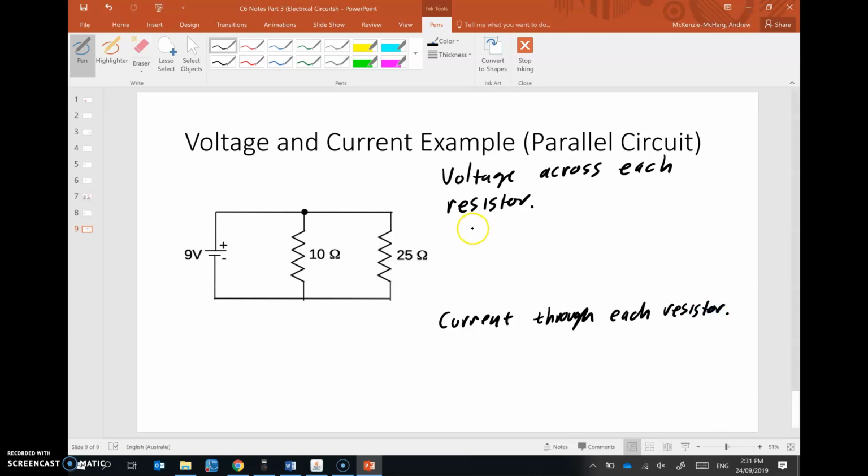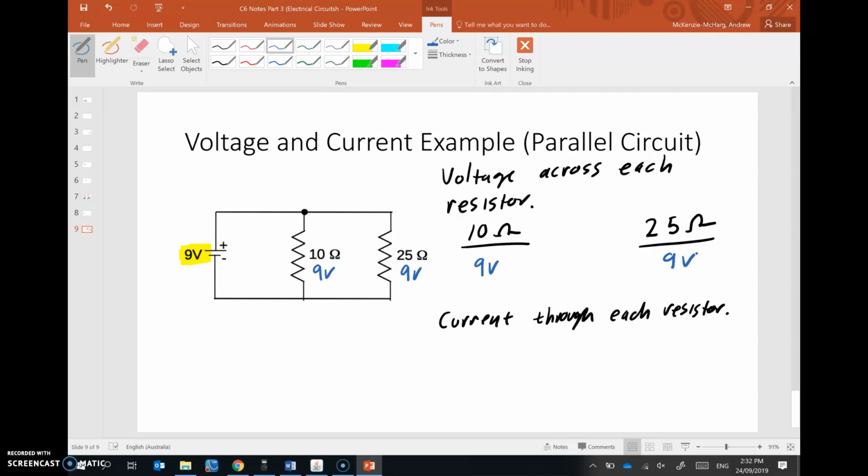Right, so the 10 ohm resistor and the 25 ohm resistor. Well, this is going to be easy. I just told you that each resistor gets all of the available voltage. So the voltage across this guy is 9 volts. And it's the same for the 25 ohm resistor. They each get 9 volts when they're in parallel like this.